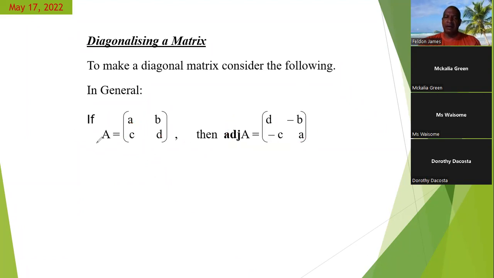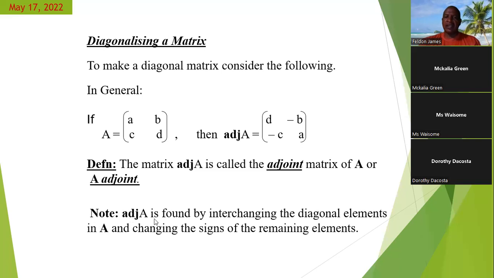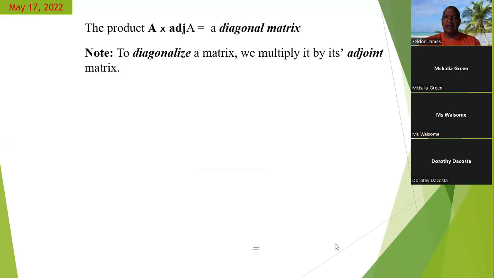All right, so once you have found the adjoint of the matrix A, once we multiply A times its adjoint, we are going to get a diagonalized matrix. And that's how we go about getting a diagonalized matrix. So the matrix adj A is called the adjoint of the matrix A, or A adjoint. Note, the adjoint is found by interchanging the diagonal elements in A and changing the signs of the remaining elements. So the product of A times adjoint A will give you a diagonalized matrix. So to find a diagonalized matrix, we multiply it by its adjoint matrix.